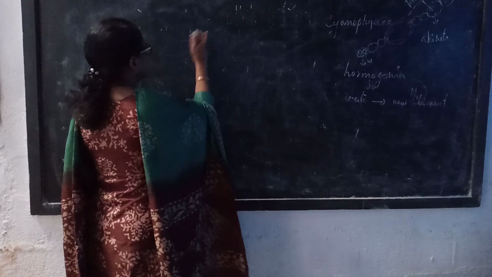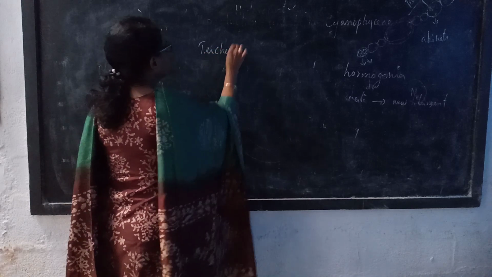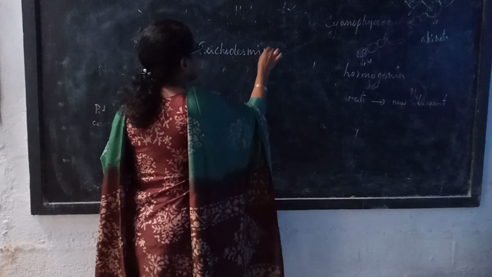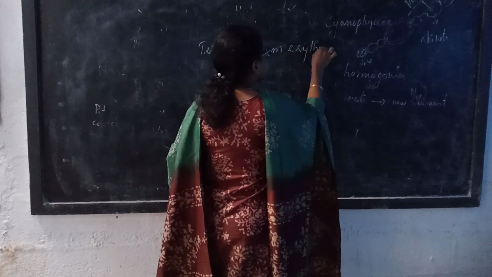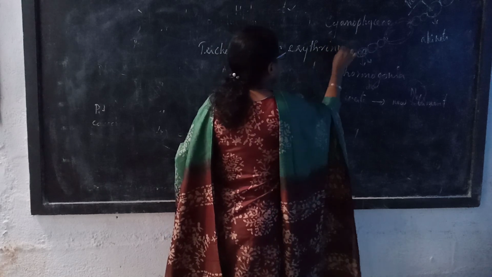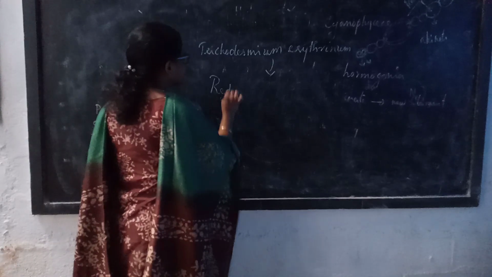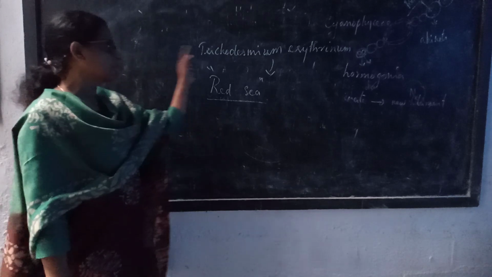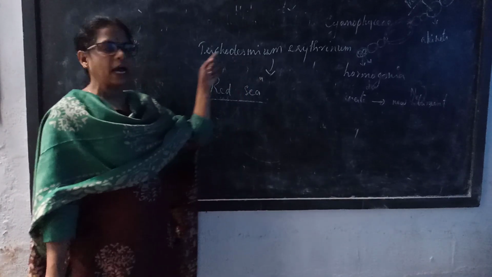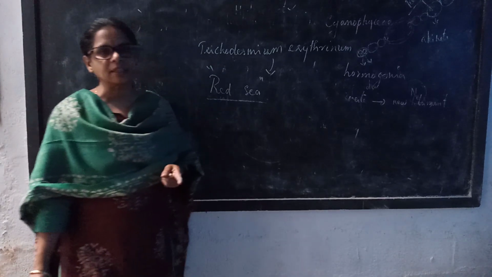And among Cyanophycean members, see, there is a particular member called Trichodesmium erythraeum. It is a blue-green alga, and it can impart red color to the Red Sea. Have you heard of the Red Sea? The red color of the Red Sea is imparted due to the presence of a blue-green alga, a Cyanophycean member called Trichodesmium erythraeum.